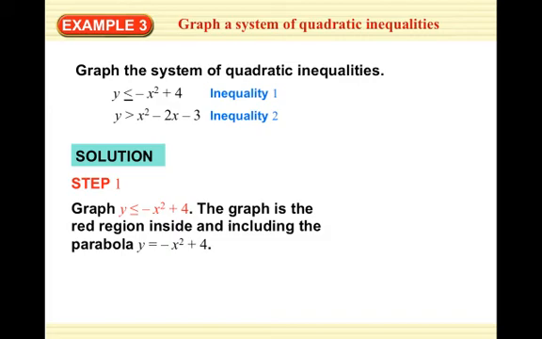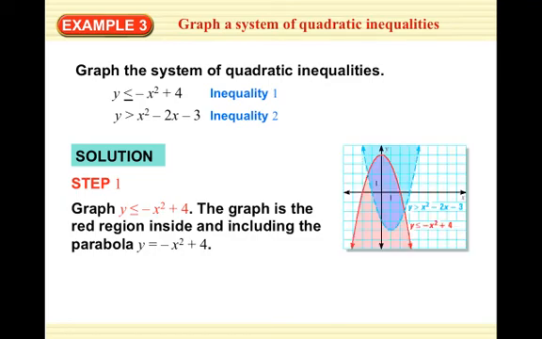So for our solution, the first step is going to be to graph the first inequality statement. So we're going to graph y less than or equal to negative x squared plus 4. The graph is going to be the red region inside and including the parabola y equals negative x squared plus 4. Again, I refer you back to the videos or look in your book at section 4.1 for how to graph a parabola in standard form. So here we've got y equals negative x squared plus 4 as the solid parabola there, and then if you test 0, 0, 0 is less than negative 0 squared plus 4, that's true, so you shade inside here. So this red parabola is the first one.